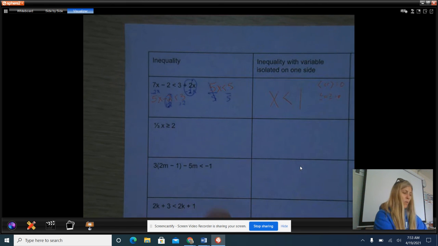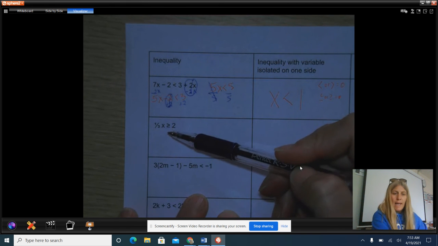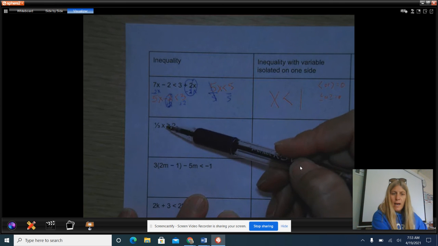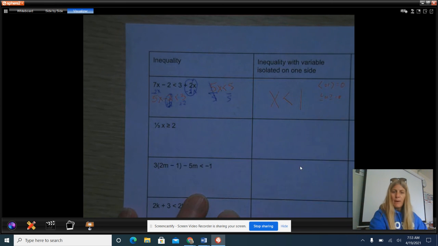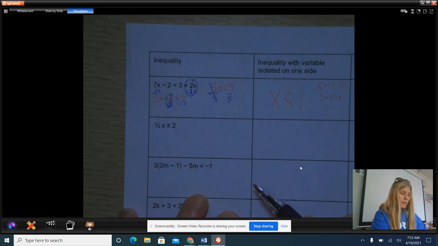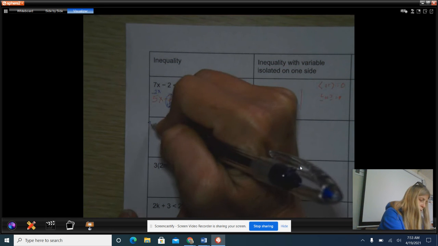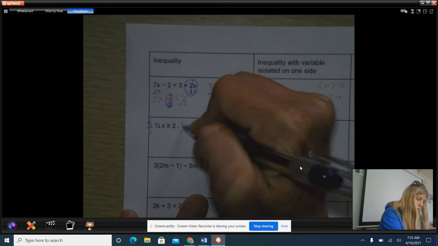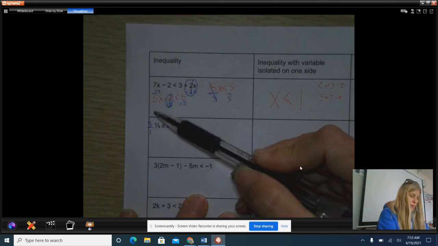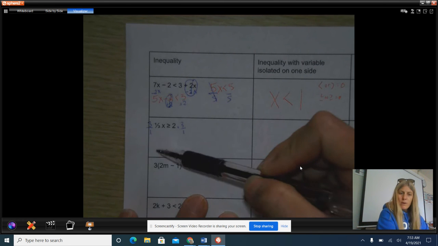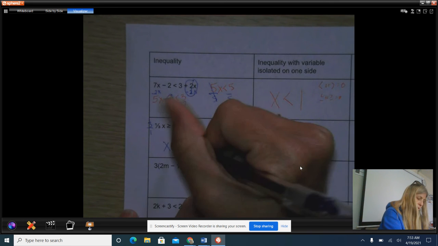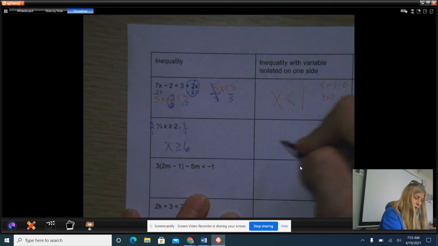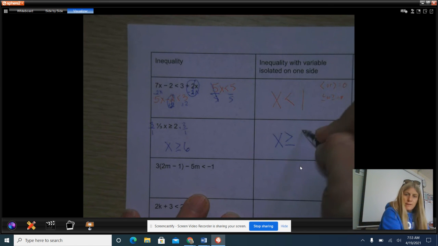So I am doing 1/3 times x. And whenever we have a fraction, we don't have to divide by 1/3. We can simply multiply by the reciprocal. So the reciprocal of 1/3 is 3/1. So we're going to multiply both sides by 3/1. 3/1 times 1/3 is 3/3, which is 1. 1 times x is x. 2 times 3 is 6. So we have x is greater than or equal to 6.